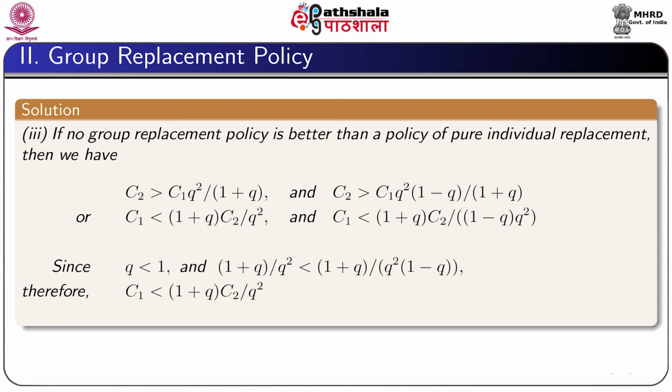Since q is less than 1 and (1 plus q) by q square is less than (1 plus q) divided by q square into (1 minus q), we can get the condition as C1 is less than (1 plus q) into C2 by q square.